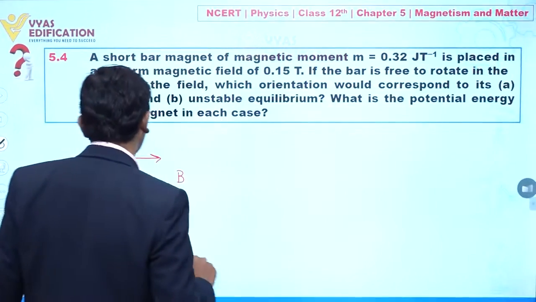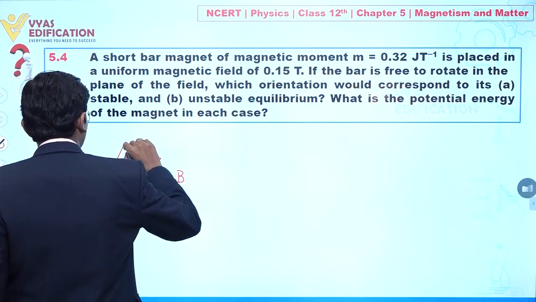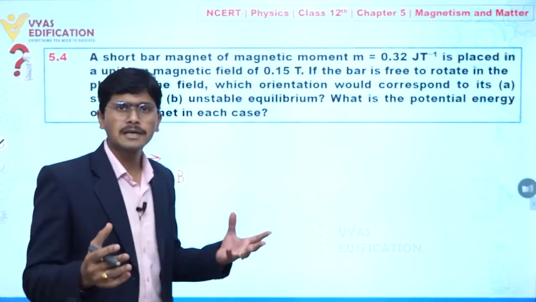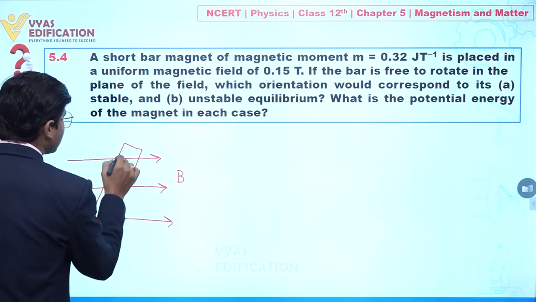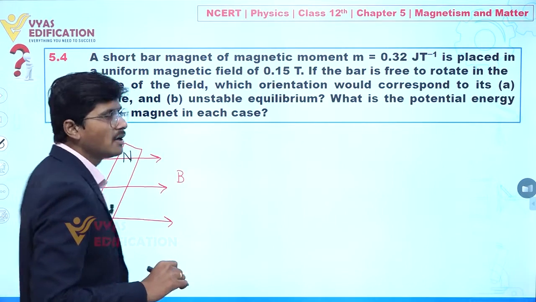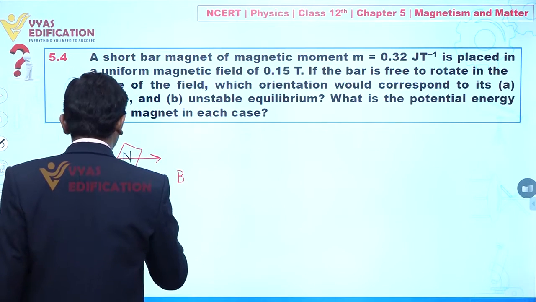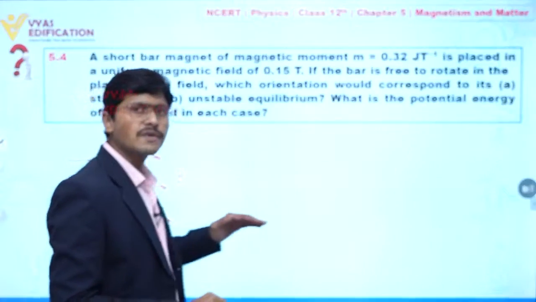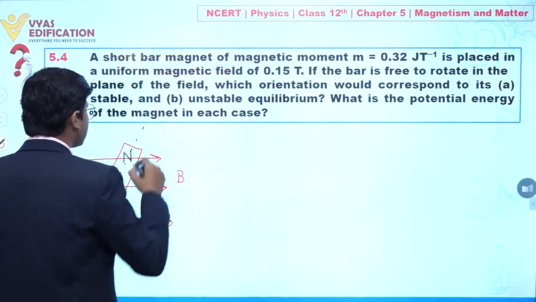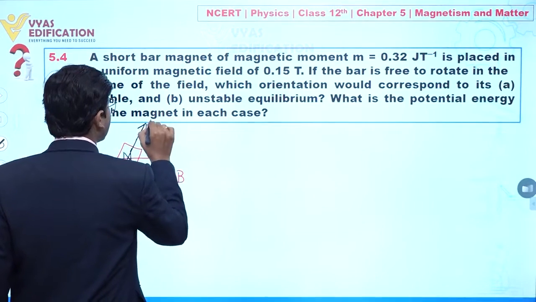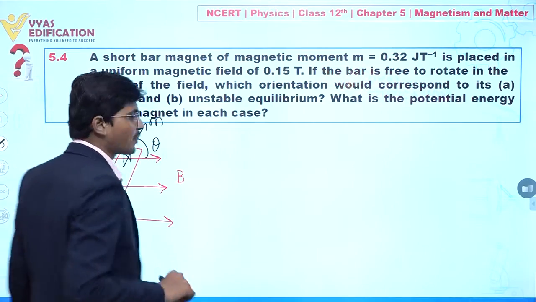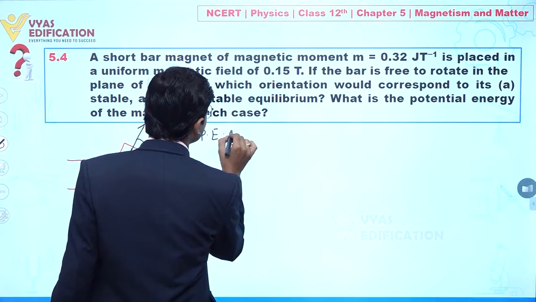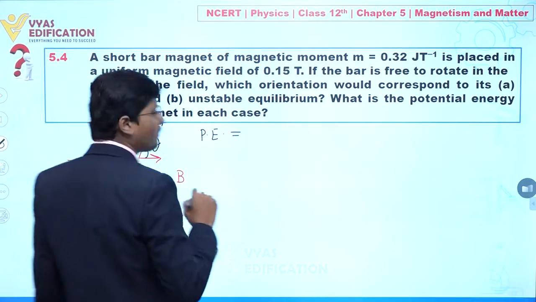Let's suppose this is a short dipole, say a short bar magnet, and I am assuming this is the north pole and this one is the south pole. This is the line of axis, or we can say the magnetic axis. So the magnetic field and the magnetic axis make some angle. Let's say this is the direction of the magnetic moment, and this angle is theta. Now we know the expression for potential energy.